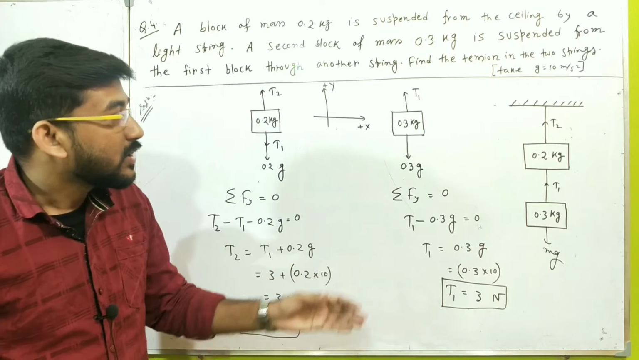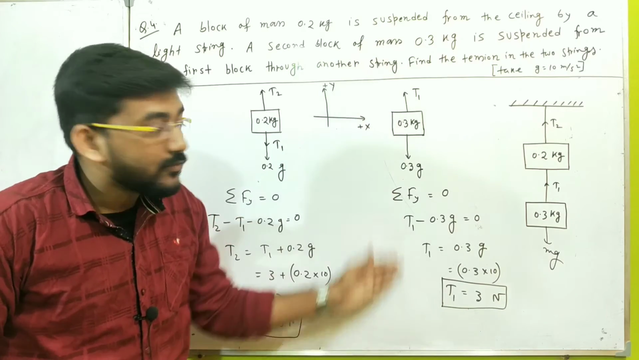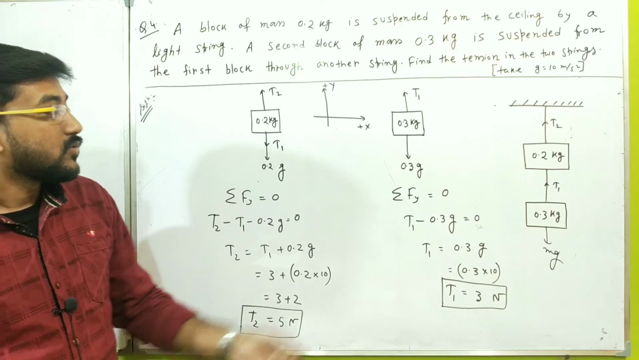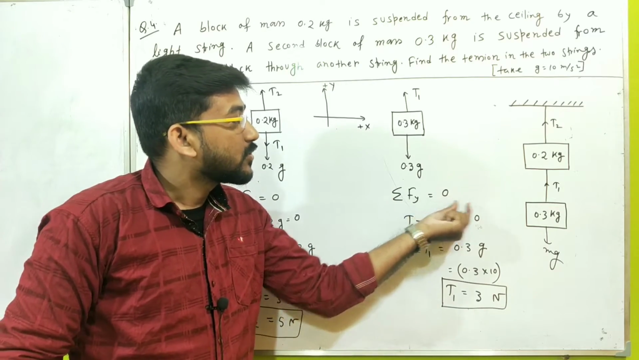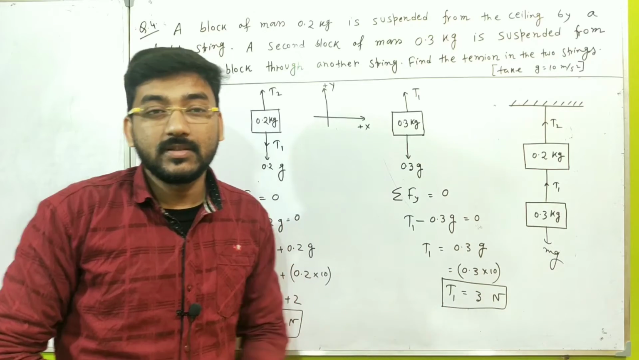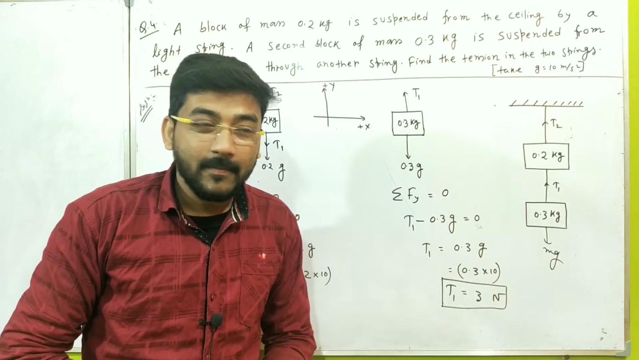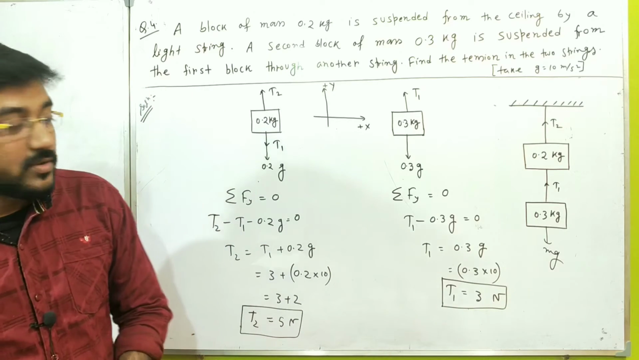So here I have to use summation Fy because the forces are along the y direction. So, I have used summation Fy is equal to 0 because the system is in equilibrium, no acceleration is present there. So, the right hand side of the equation will obviously vanish. So, it will be summation Fy is equal to 0.